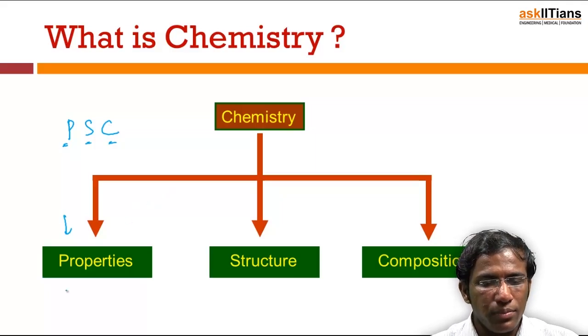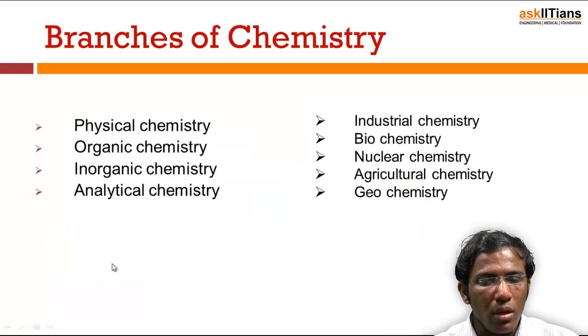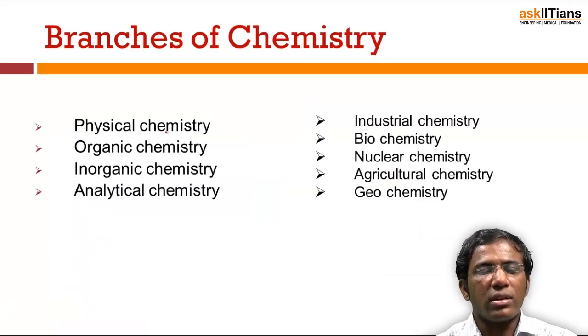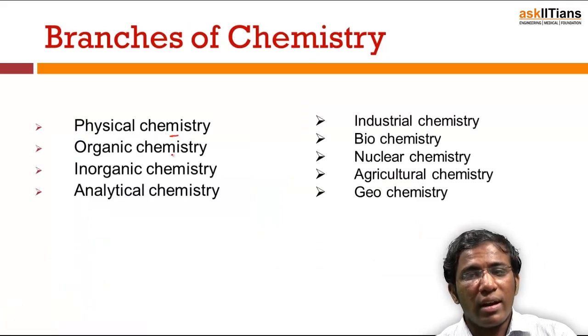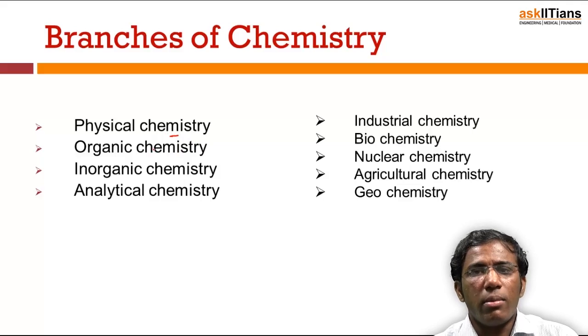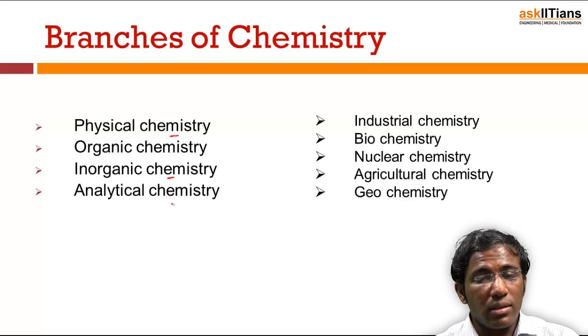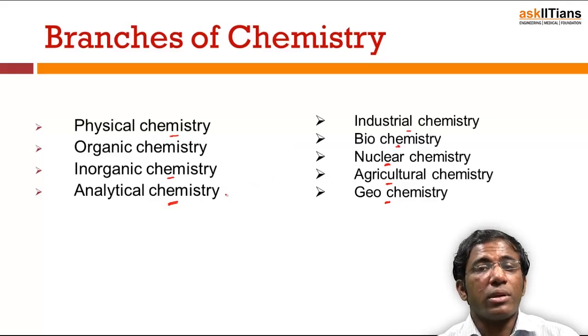So this is chemistry, and chemistry has many branches. One is physical chemistry, another is organic chemistry. Organic chemistry is all about the chemistry of carbon-containing compounds. We have inorganic chemistry, analytical chemistry, industrial chemistry, biochemistry, nuclear chemistry, agricultural chemistry and geochemistry. So these are the 9 different branches of chemistry we have.